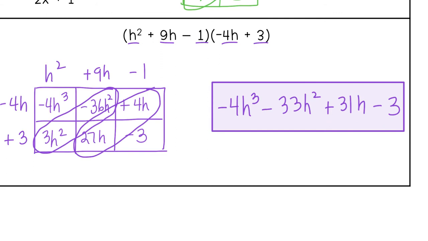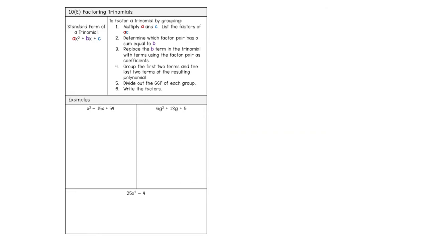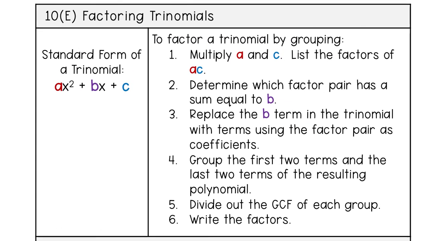Okay, and then the last thing that goes in this unit is factoring. So remember that the standard form of a trinomial looks like this. ax squared plus bx plus c. So it goes in alphabetical order, a, b, c. To factor a trinomial by grouping, first you're going to multiply a times c, so the first number times the last number, and you're going to find its factors.